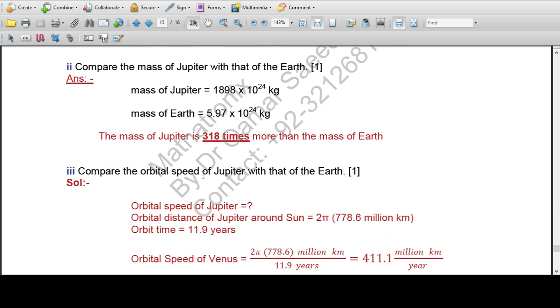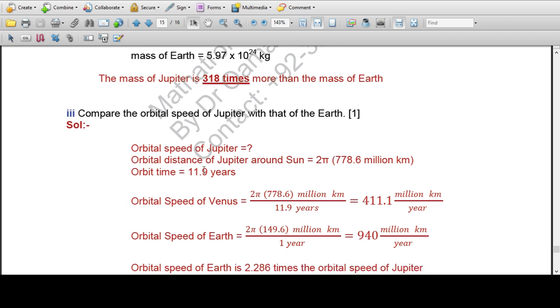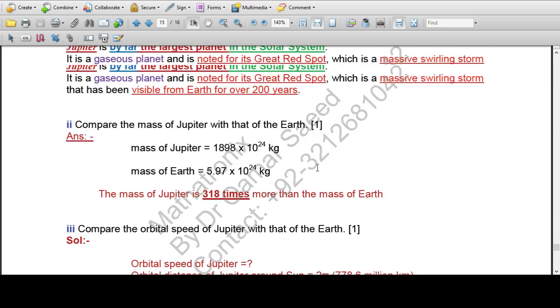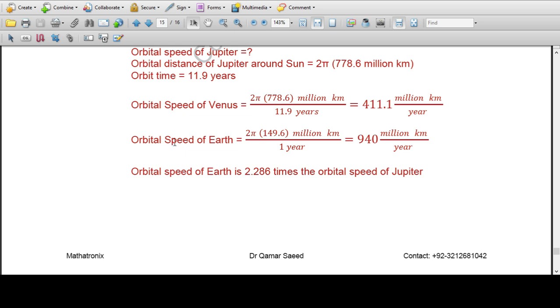Compare the orbital speed of Jupiter with that of Earth. The orbital speed of Jupiter is obtained as the orbital distance. This is Jupiter, mistakenly written as Venus, but it's Jupiter. We should replace it with Jupiter here. It's a typing error. The distance between Jupiter and the Sun is 778.6 million kilometers. Divide by the orbit time, 11.991, or whatever is given in the table, and similarly for the orbital speed of Earth, and we can compare.